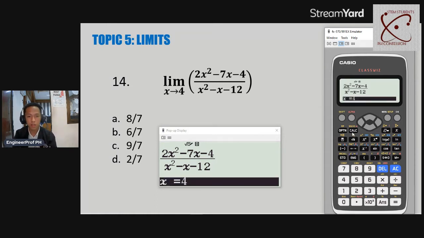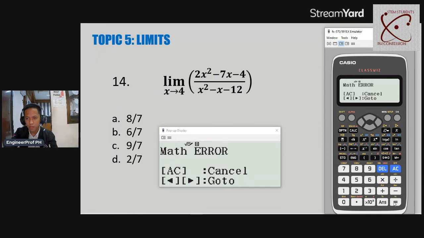Magtatanong naman si calculator, ano po yung value ng x. Okay, so dito bibigyan ka ng approaching value. So, lagay mo 4. So, definitely, math error. Okay, so walang math error dito sa ano natin sa choices. So, anong gagawin natin? So, basically, kapag may math error na nangyari, yung method na gagawin natin is by factoring or L'Hopital's rule. Okay, so ganun yung mangyayari for the manual solving.